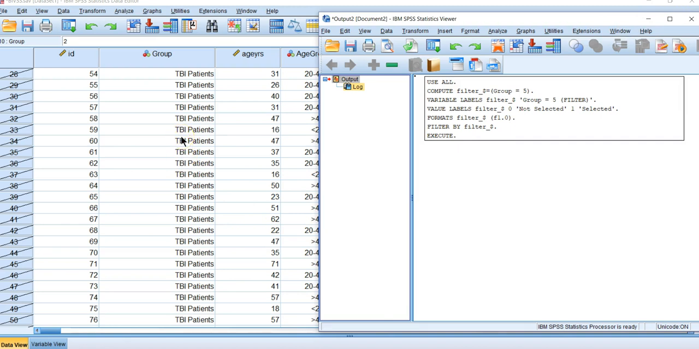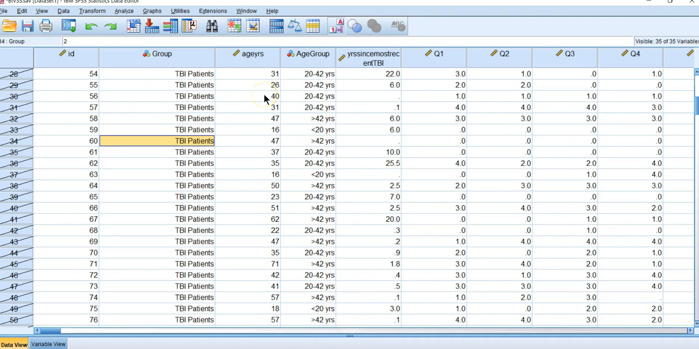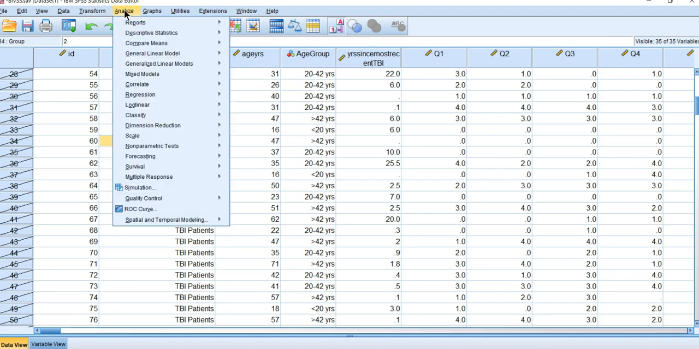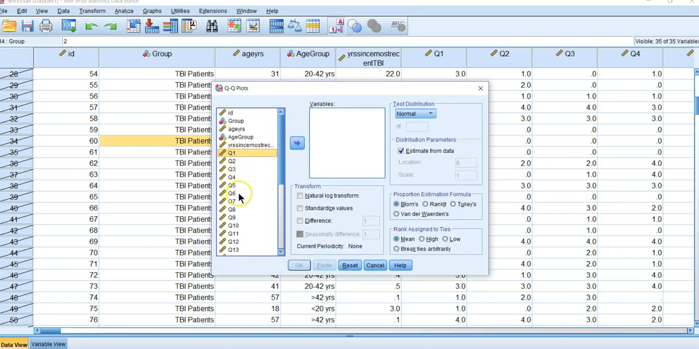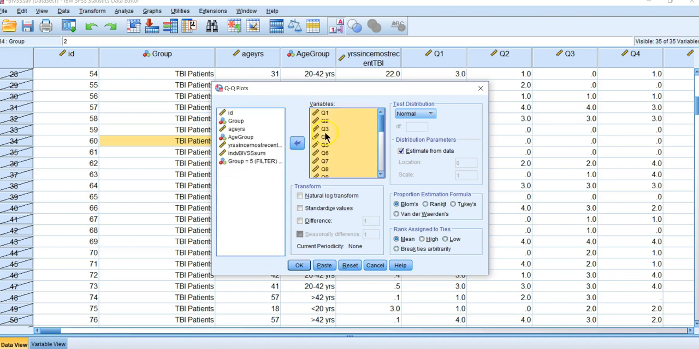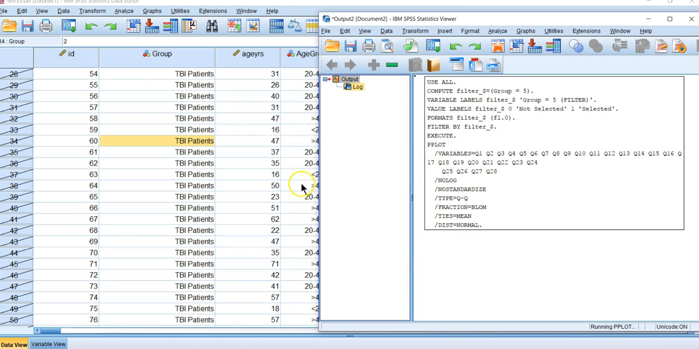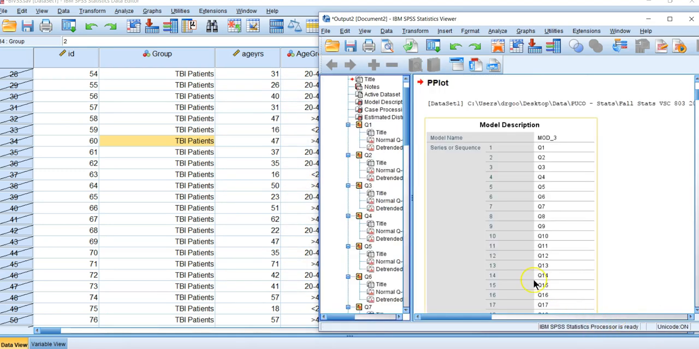All right, now we want to check on our QQ plots. We want to know if our data is normal. So the way we do that, descriptive, QQ plots, and we come down here. We're looking for the normal distribution, and we're going to say OK. And it's thinking about it.